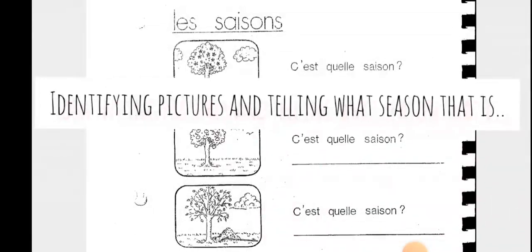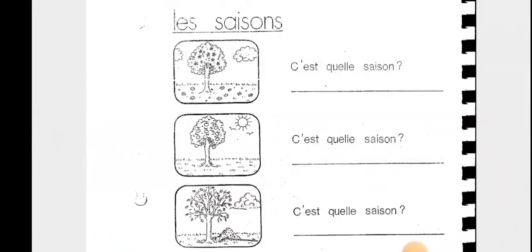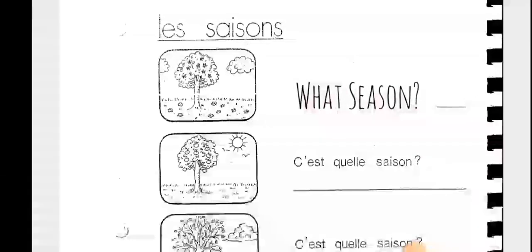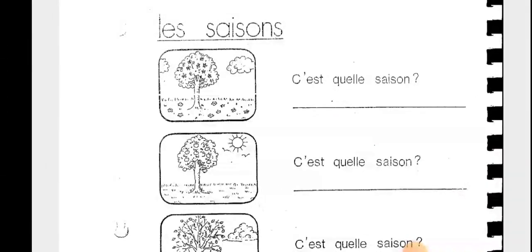In this exercise, you have pictures which you're going to identify, and from the pictures, we expect you to tell us what season that is. So this is how it's going to happen. I'll be asking the question, c'est quelle saison? Which means, what season is this?